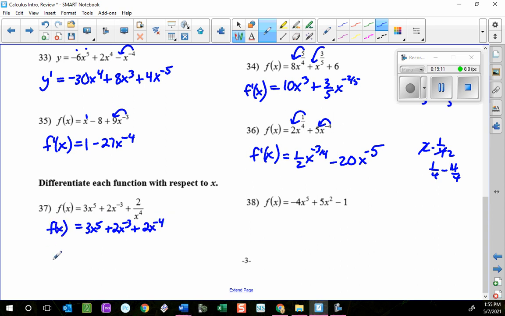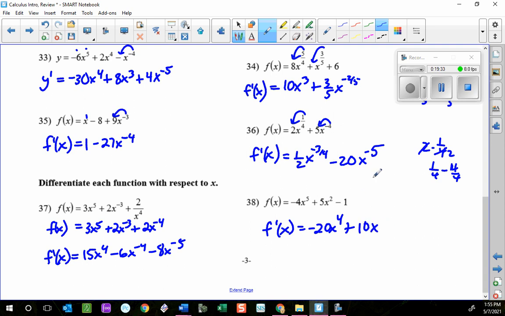Now I'm going to go ahead and do the derivative. So I'd get 15x to the 4th minus 6x to the negative 4 minus 8x to the negative 5. And I'm multiplying and taking 1 away. Over here, my derivative, 5 times negative 4, negative 20x to the 4th plus 10x, and the 1 disappears. Okie doke, so that is it.